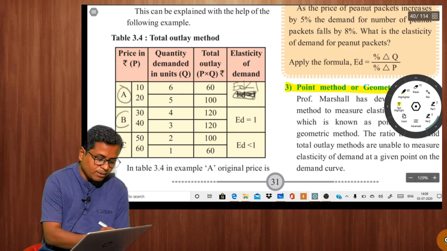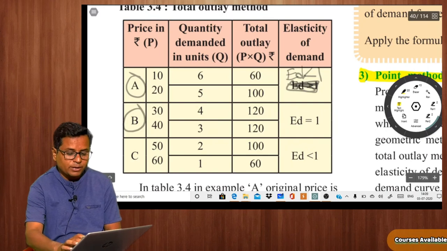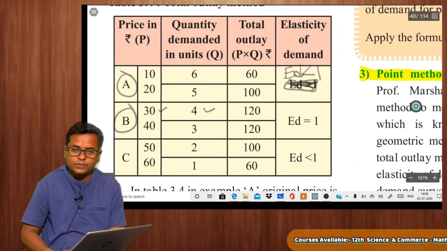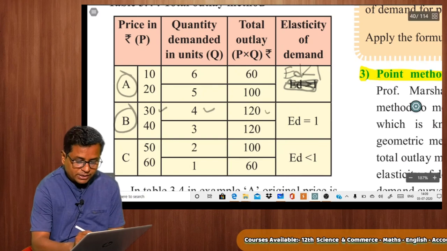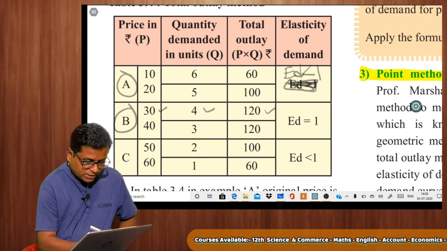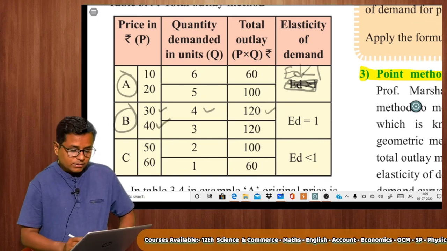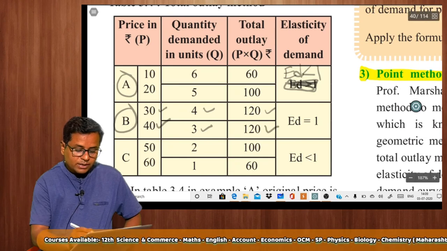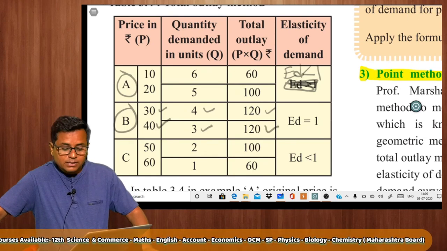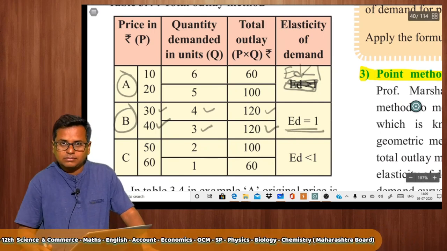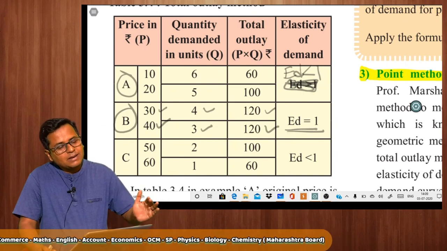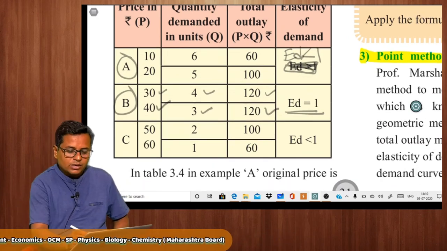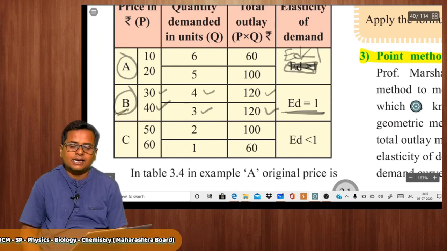Now what about in case of B commodity? See, in case of B commodity, when price was rupees 30, 4 units were demanded and the total expenditure made on it is 120 rupees. When price goes up to rupees 40, the total demand for it falls down from 4 units to 3 units, but the total expenditure is remaining constant at rupees 120. It means the demand is unitary elastic. Why? Because either the price rises or falls down, the expenditure made on a commodity remains constant. Therefore, the demand for B commodity is unit elastic.